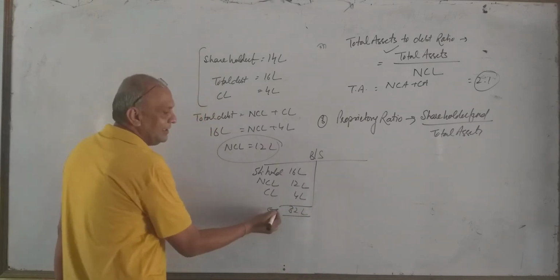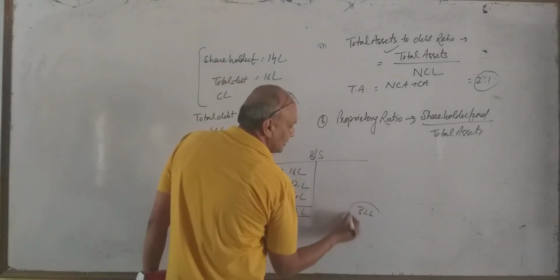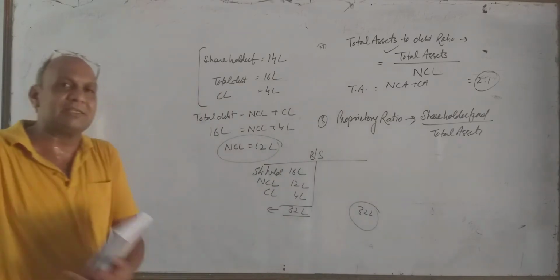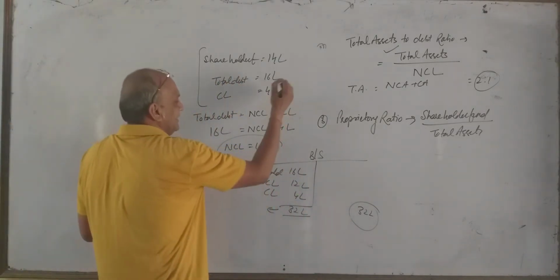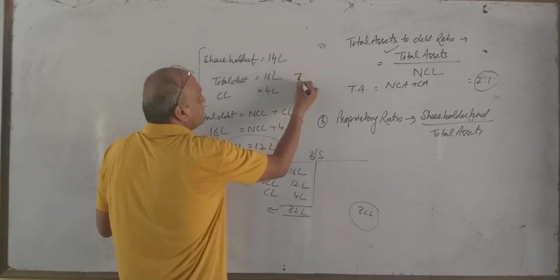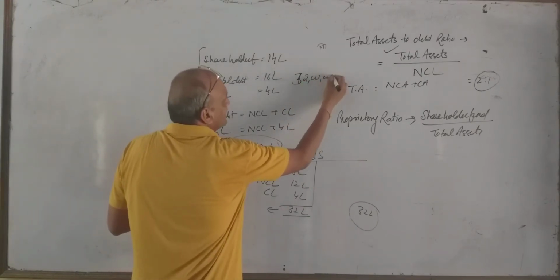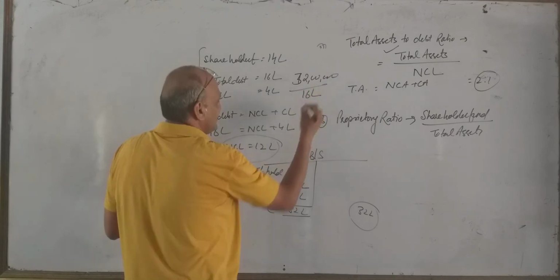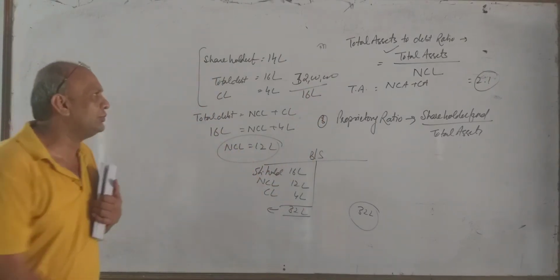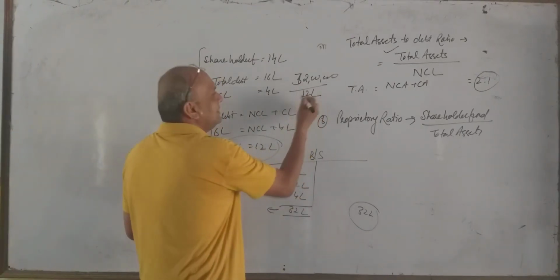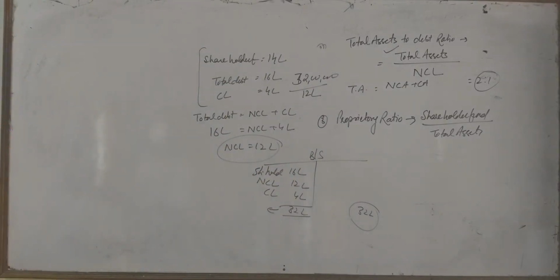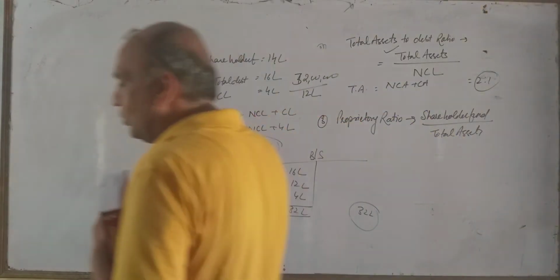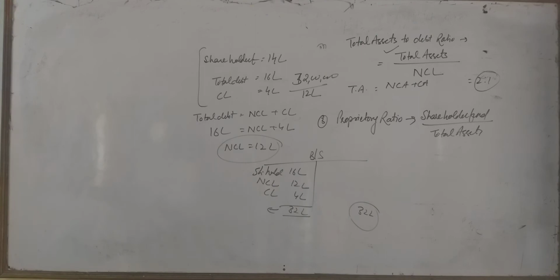So total liabilities are always equal to total assets. Total liability हमेशा किसके इक्वल होती है? Total assets के. So total assets are also ready. So it becomes 32 lakh total assets divided by 12 lakh NCL, and find the figure. So in this way we can calculate total assets to debt ratio. I hope there is no doubt. The sums are very simple.